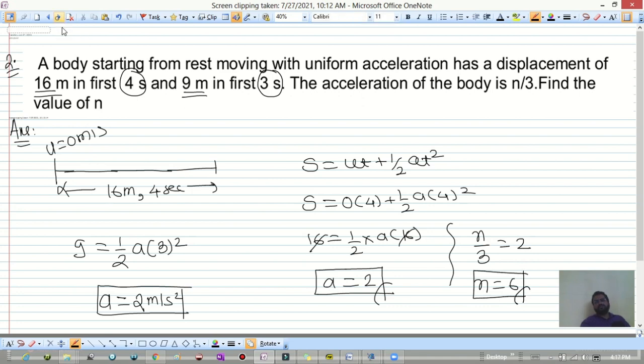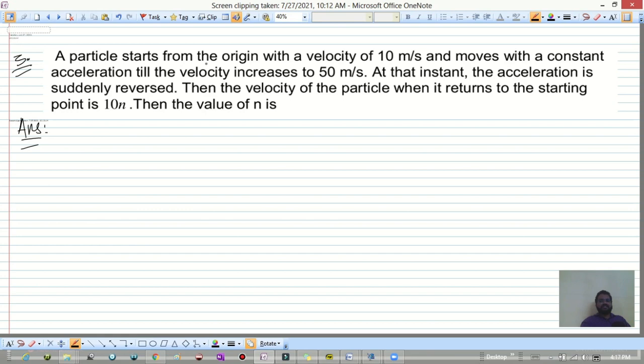Now the next question. A particle starts from the origin with a velocity 10 meter per second and moves with a constant acceleration till the velocity increases to 50 meter per second. So a particle starts with a velocity 10 meter per second, moves with a constant acceleration, acceleration is constant over here, till the velocity increases to 50 meter per second. Final velocity is 50 meter per second.